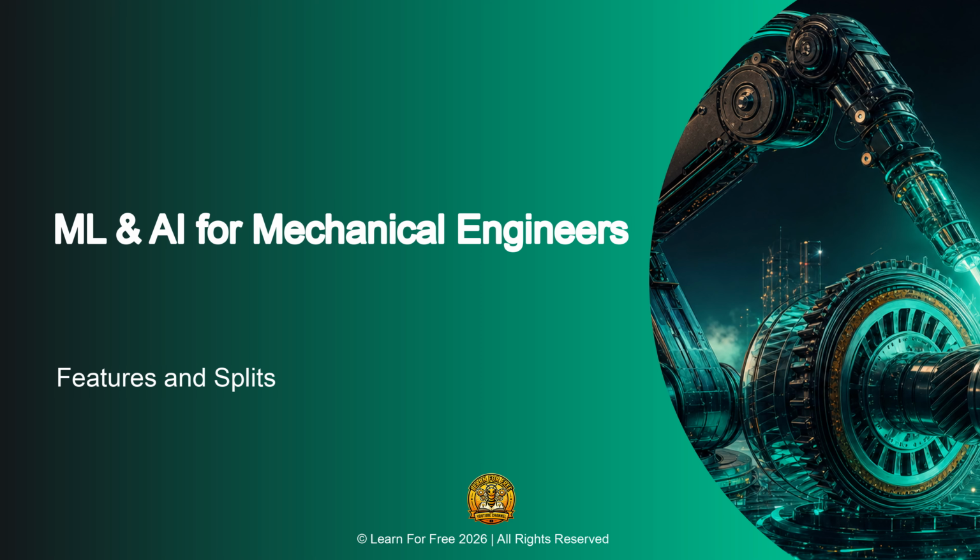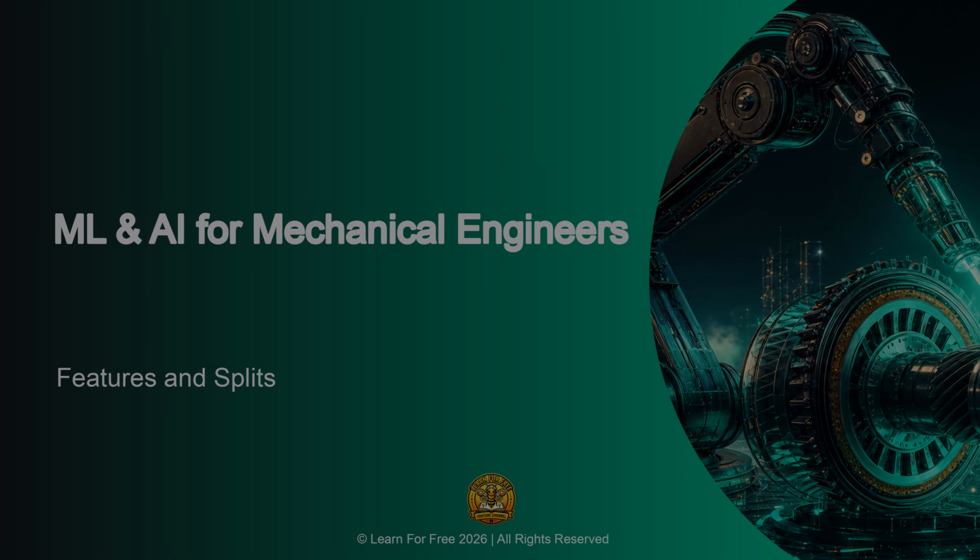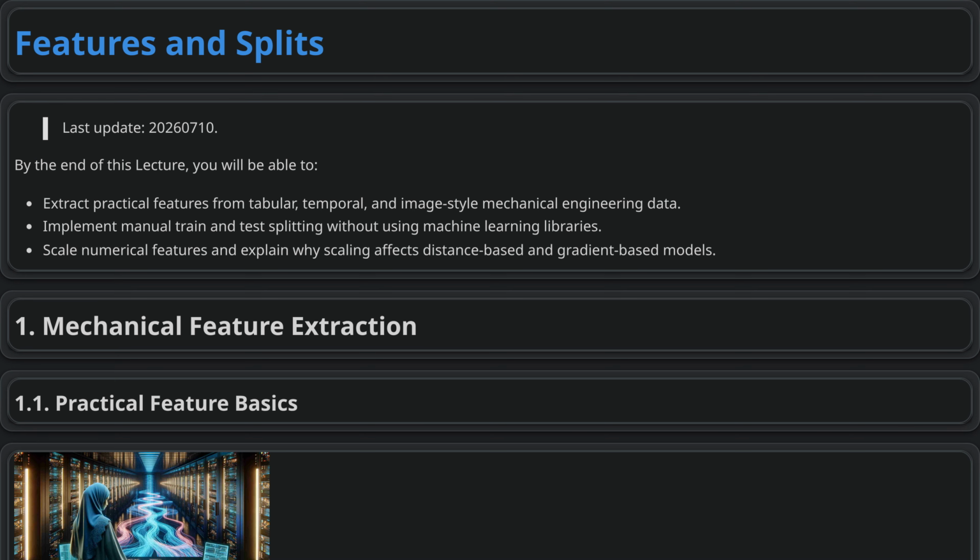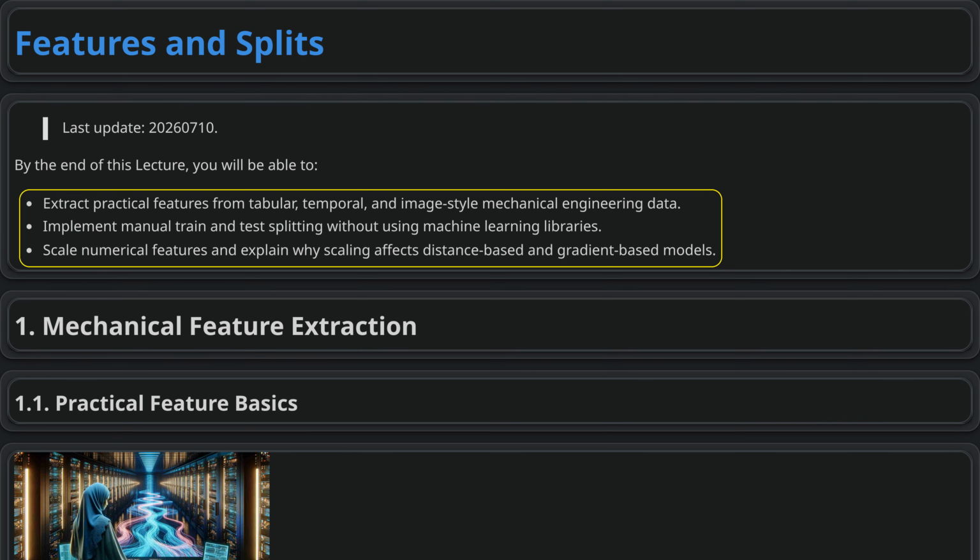Module 2, Lecture B, Features and Splits. By the end of this lecture, you will be able to extract practical features from tabular, temporal, and image-style mechanical engineering data, implement manual train and test splitting without using machine learning libraries, and scale numerical features and explain why scaling affects distance-based and gradient-based models.